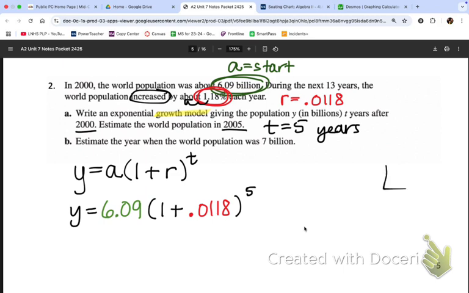Question about where's the x? How do I raise things to an exponent? This.